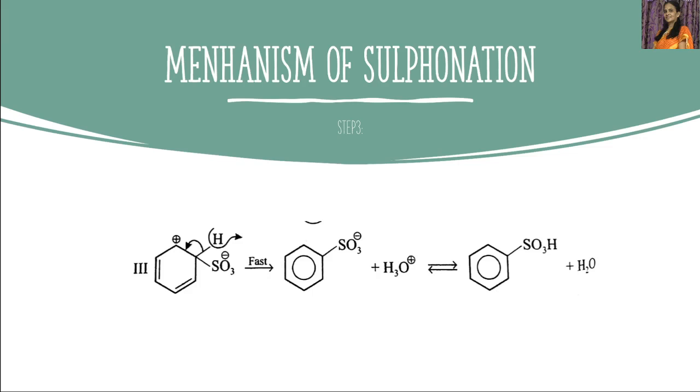Now it abstracts a proton from this H3O plus which is present in the reaction mixture. In the first step, it is generated along with the SO3, that is the electrophile. So this compound now abstracts a proton from H3O plus, whereby we get SO3H, and the other product is H2O. So this is the third step in the mechanism of sulfonation. So this is the second electrophilic substitution reaction of benzene we discussed.